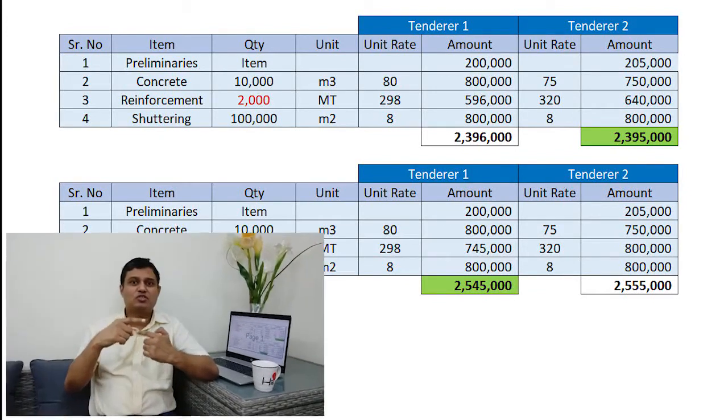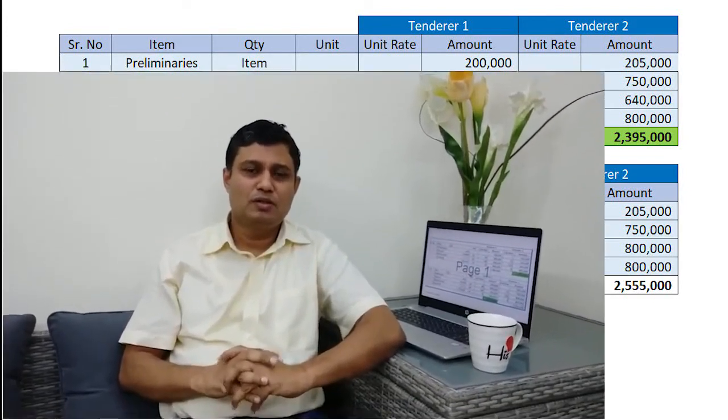The positions swap. This is a very common scenario in a remeasurable type of contract, because a remeasurable contract is administered in such a way that the contractor will get paid based on the actual work executed. Therefore, it is not an unusual thing. This may happen in different quantities as well.